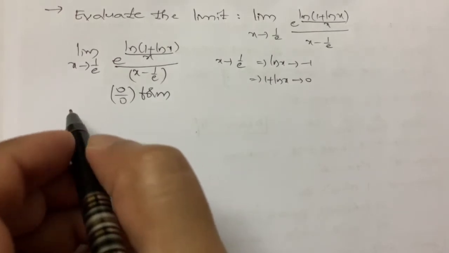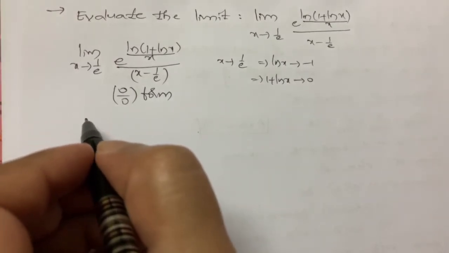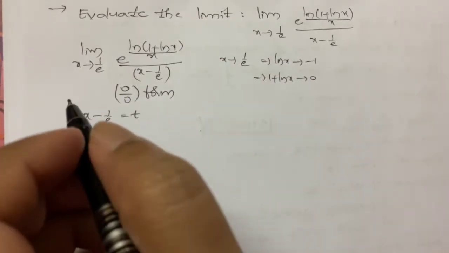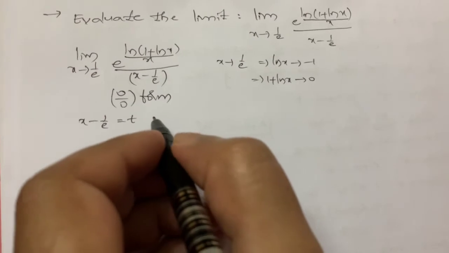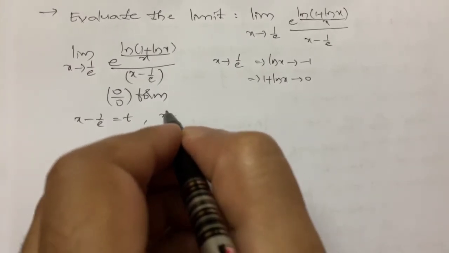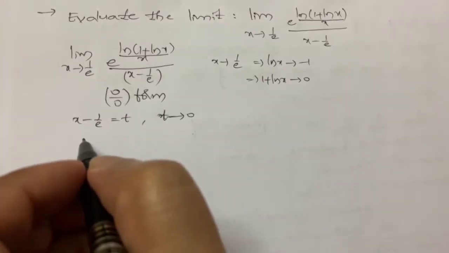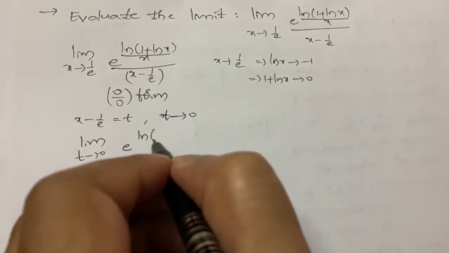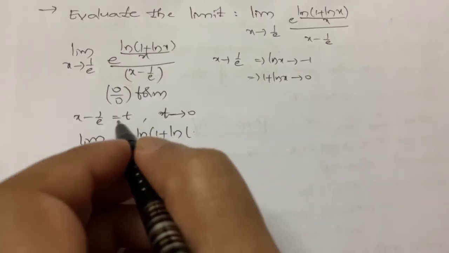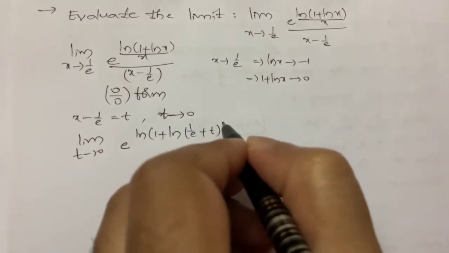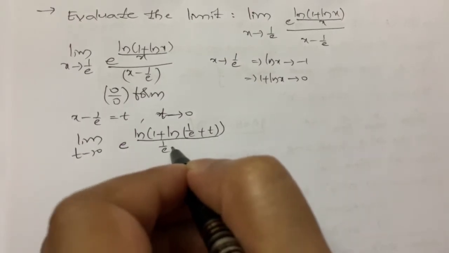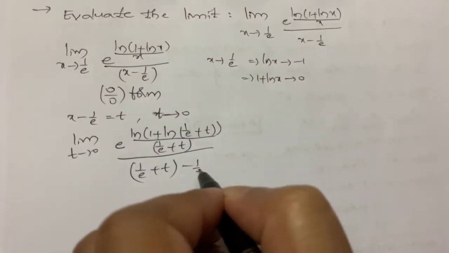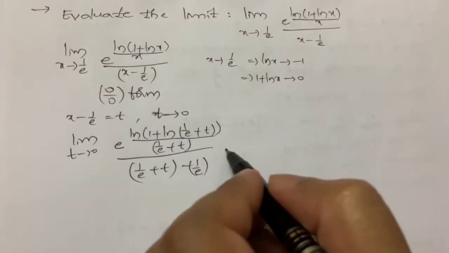First, let's consider x − 1/e equal to t. Then t tends to 0. So the limit as t tends to 0 of e to the power ln(1 + ln(1/e + t)) divided by (1/e + t), minus 1/e, and this is t in the denominator.